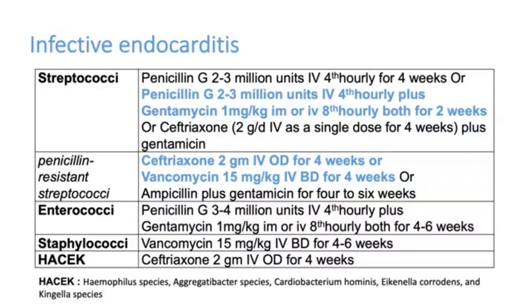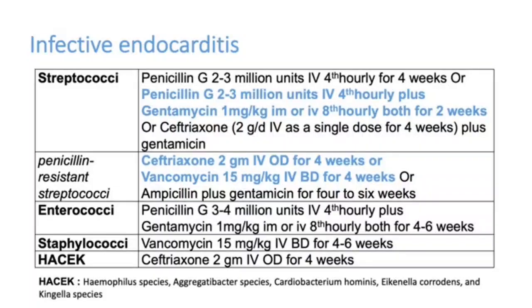Staphylococci, vancomycin is the choice, because when we are treating staphylococci, it can be methicillin sensitive or methicillin resistant. But before getting the culture, we cannot tell whether it is MRSA or MSSA. So in a case like infective endocarditis, where the patient can deteriorate very fast, we use vancomycin. That is the drug of choice.